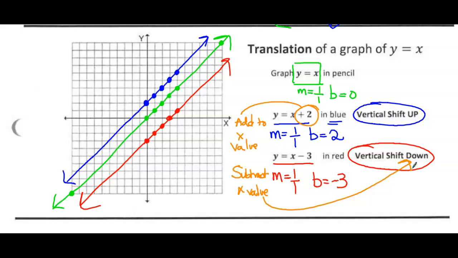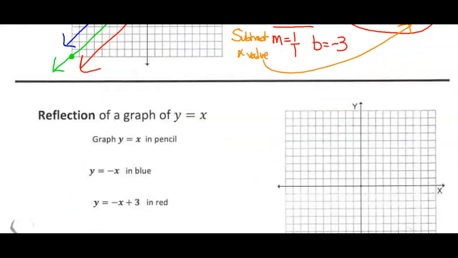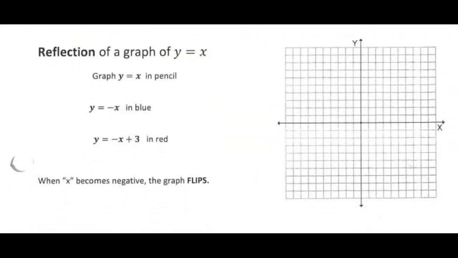So first was a dilation. Does it get steeper or wider? This is a translation. Does it shift up or shift down? And we have one last one on this note sheet. The last one is called a reflection. Now we've done reflections before.